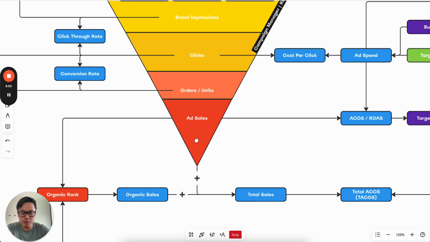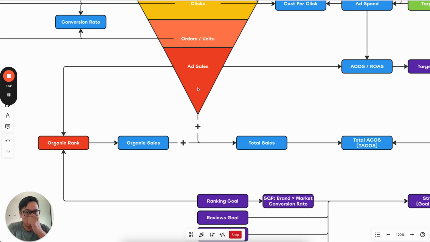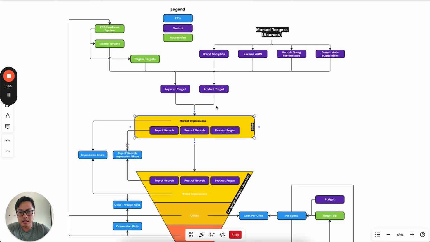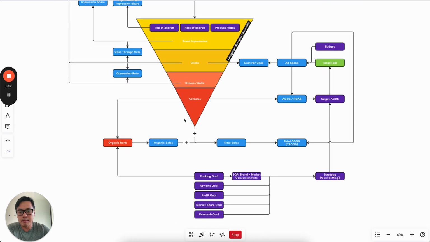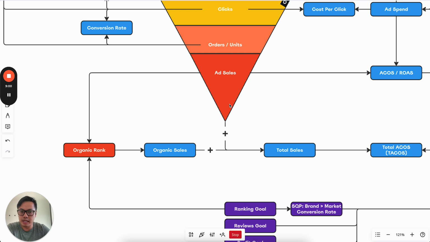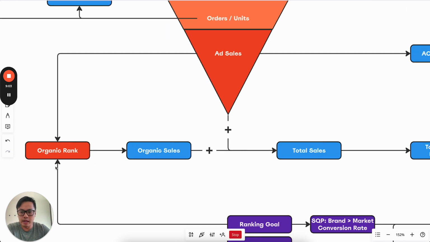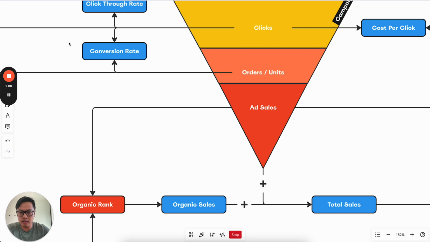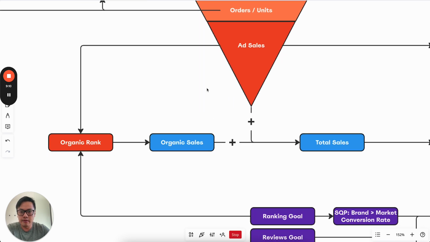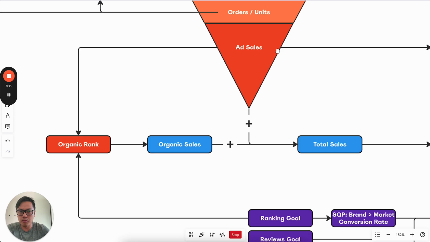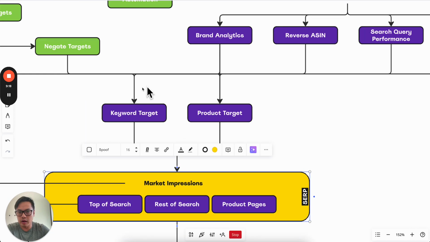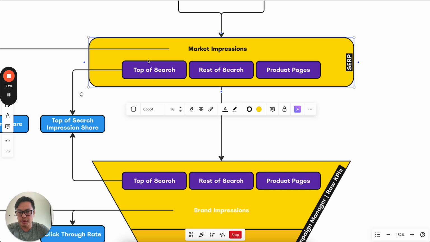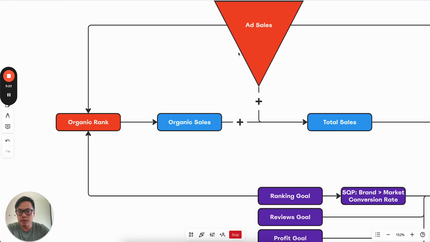However, as we go through the funnel, it keeps going. So this is a PPC automation system. However, to get the most out of your PPC, which is just a traffic lever, the main goal here is to obtain organic rank. If our product's conversion rate is good enough, then we should be able to rank for certain search terms. So when we select keyword targets up here, and we are shown in the top of search and rest of search, we will then start to fight for organic rank.